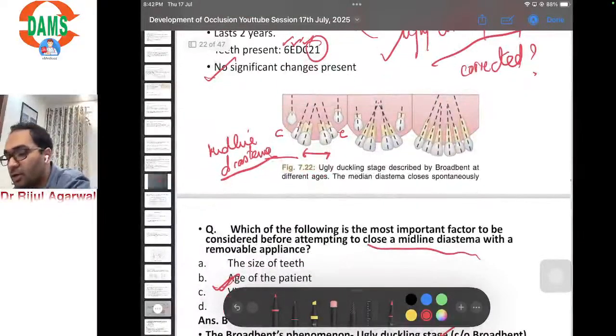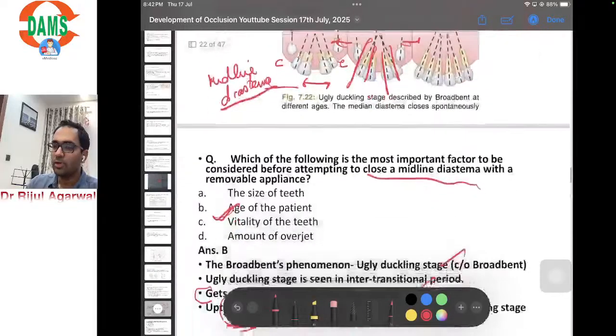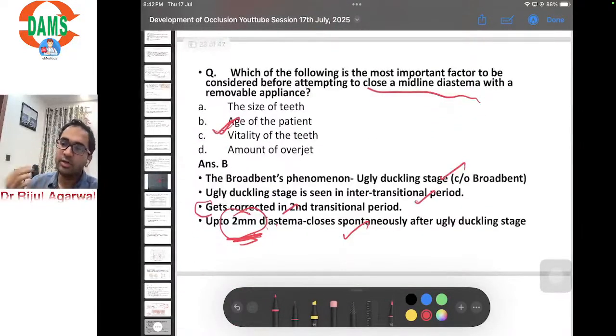Because if you attempt to close it, supposedly these teeth are flared, you upright them, and the canines will get displaced from their position. So you were trying to treat one malocclusion and you created another malocclusion. In the exam, sometimes they tend to confuse you with the amount of diastema. They tell you so much, 8, 9, arbitrary values, and students think it is too much, so let's start closing it. No, you will wait for the permanent canines to erupt before intervening or attempting anything.